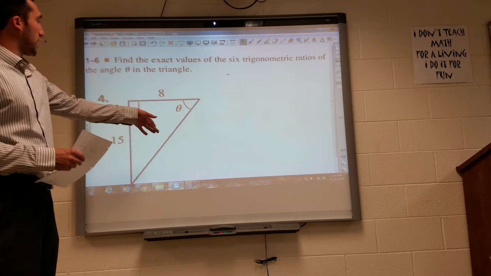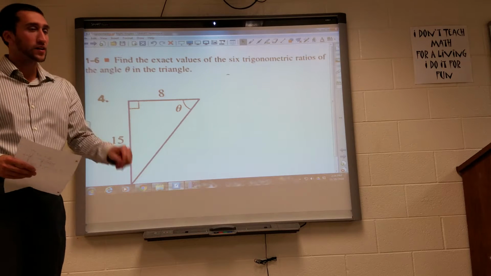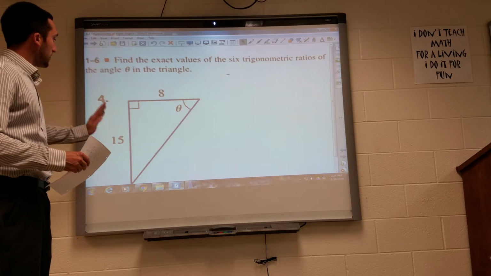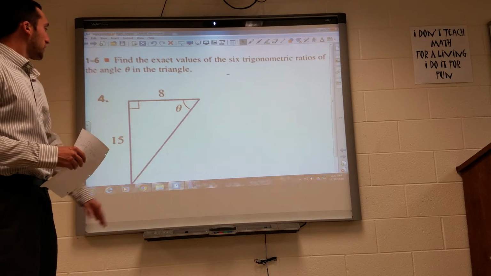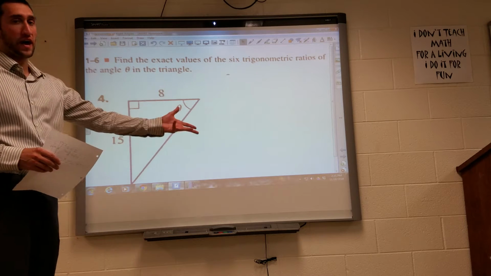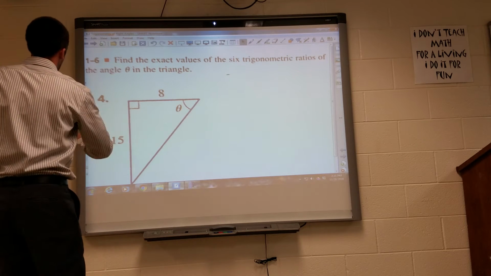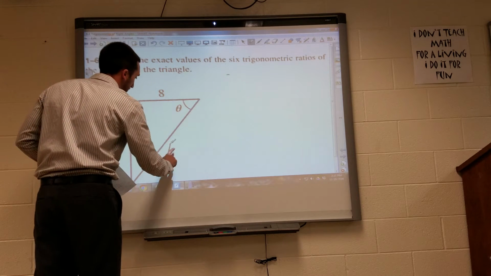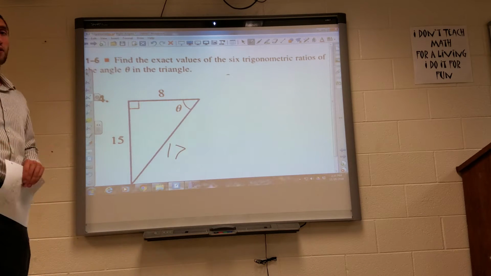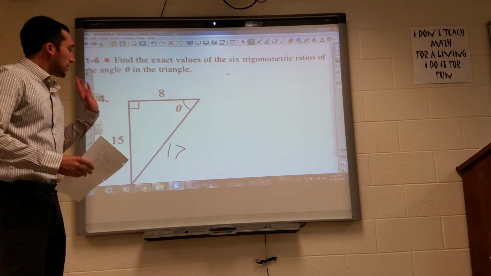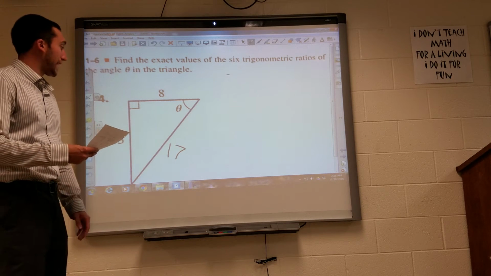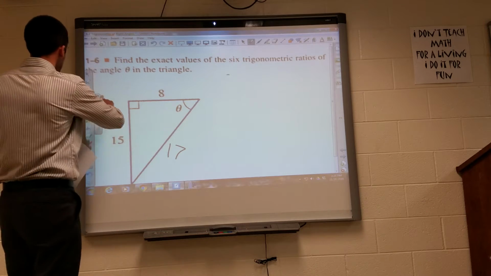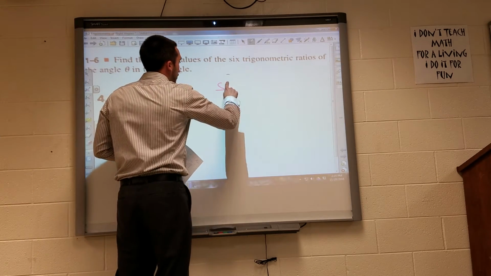In order to do that, we're obviously going to need to know all 3 sides: our adjacent, opposite, and hypotenuse. To find the hypotenuse, just do Pythagorean theorem. If I do the Pythagorean theorem, I'm going to see that I get a hypotenuse of length 17. I'm not going to do it for us. We should know Pythagorean theorem by now. So I found my hypotenuse length of 17. Then I just need to find all 6 functions.